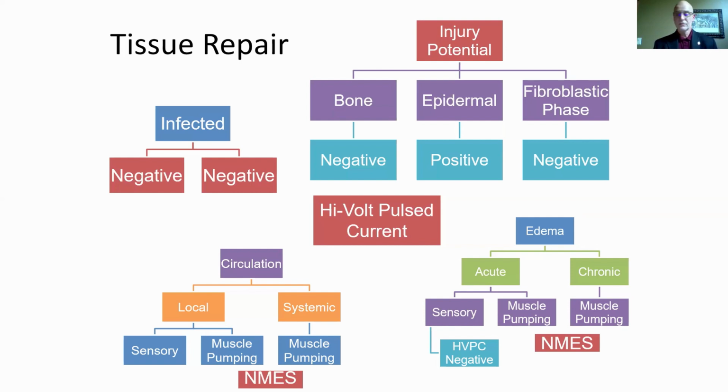So with bone, I'm sure you've heard of bone stimulators before. They can use current to do that. And so usually the negative is used for that. And then epidermal healing is the positive. And then most of the time what you're doing for tissue healing is the negative over the wound. And then if a wound's infected, E-stim also can be used to decrease that infection and usually use the negative pole over that, right? So those are the two primary methods that are used for tissue repair.